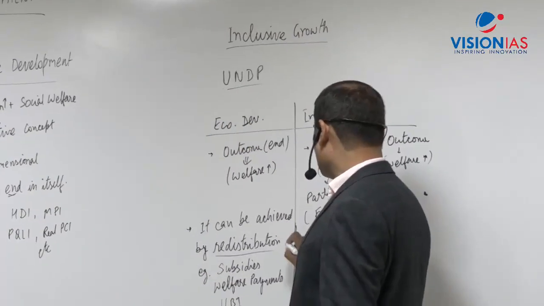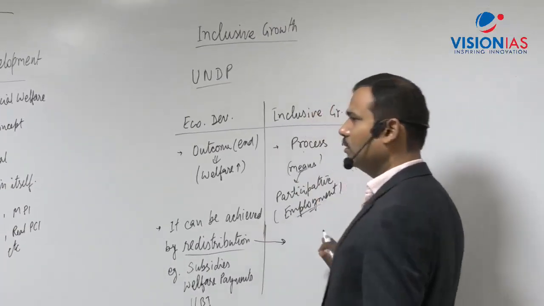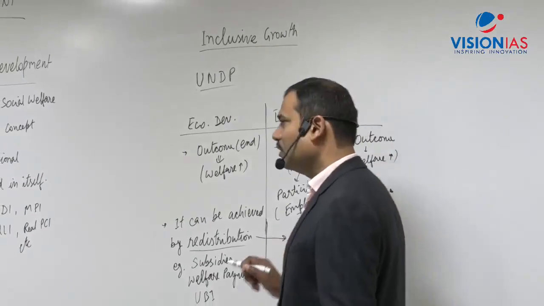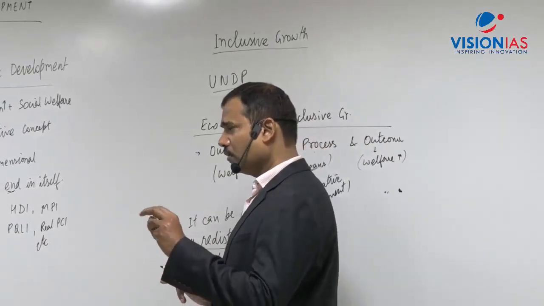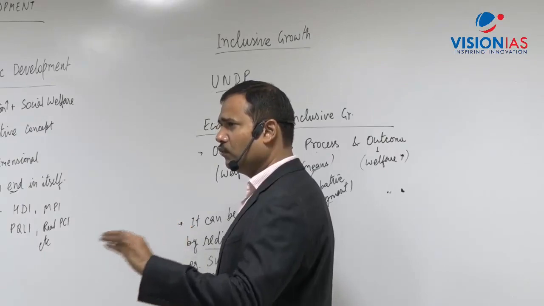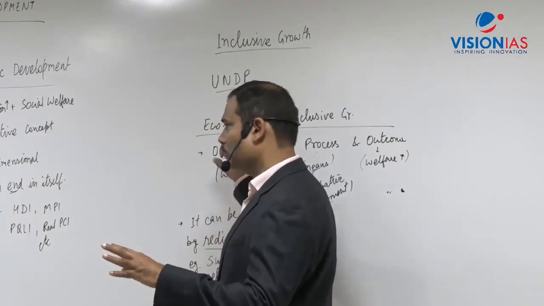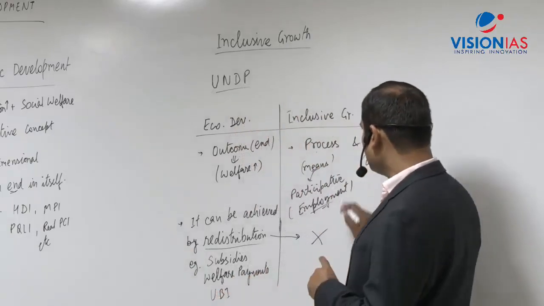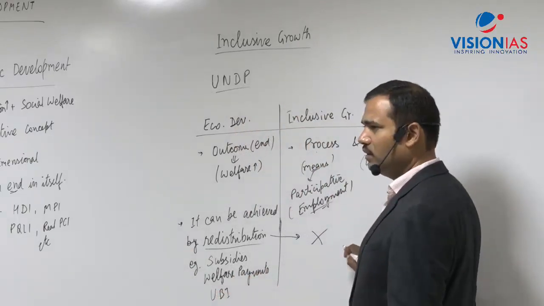Now, can we achieve inclusive growth by redistribution? Can we achieve this or not? Inclusive growth. Yes or no? No. Because when we are feeding a hungry person, when the government is giving free food to the hungry, certainly well-being will improve. But that is not a participative process. So it cannot be achieved by redistribution.